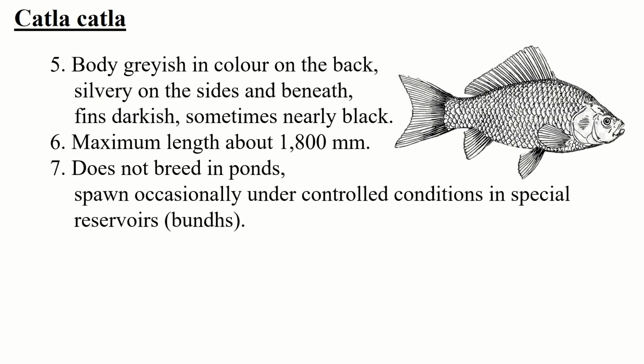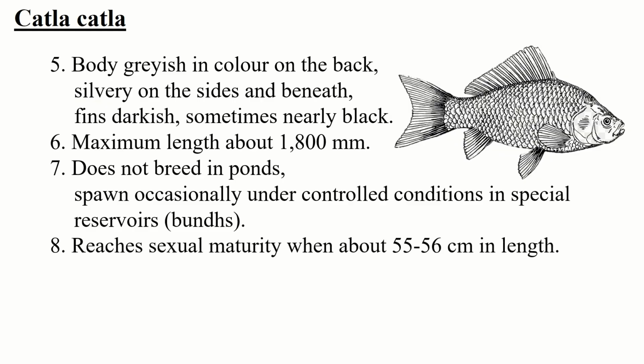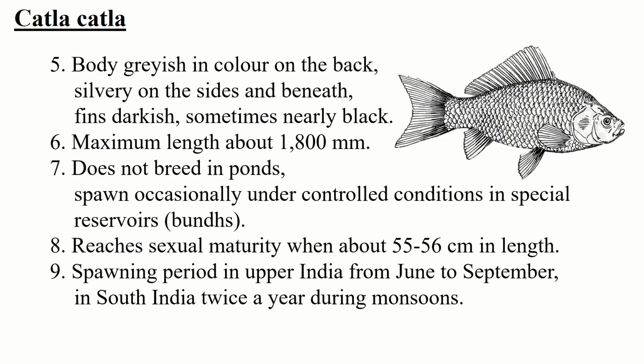This fish does not breed in ponds. It spawns occasionally under controlled condition in special reservoirs called bunds. That is, the spawning of the Catla takes place in the bunds. It reaches sexual maturity when about 55-56 centimeter in length. Spawning period in Upper India is from June to September, and in South India twice a year during monsoon.